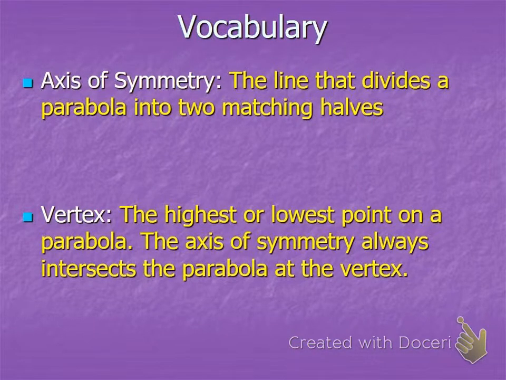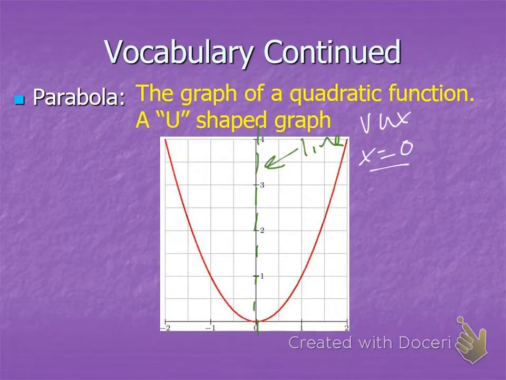The next definition for you is a vertex. The vertex is the highest or lowest point on the parabola. The axis of symmetry will always go through the vertex. The vertex should always be on the axis of symmetry. So if we go back to this guy right here. Now what you don't see in this graph is the fact that this U does extend up forever. So here and here. There's not a highest point because this parabola will go up forever. But there is a lowest point, and that's this guy right here. And so this is your vertex.